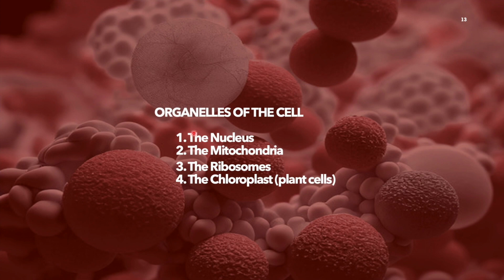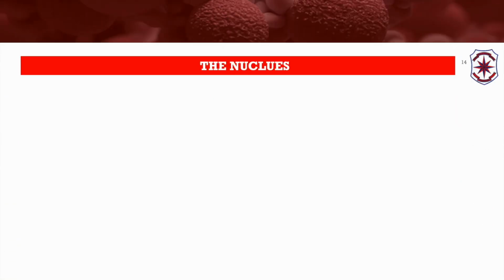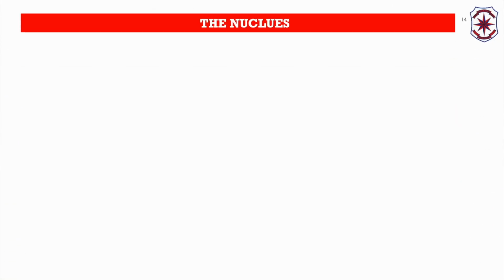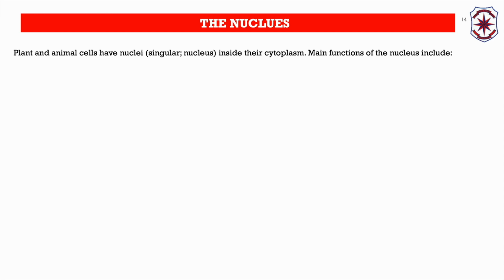Okay, the organelles of the cell that you need to know about briefly are the nucleus, the mitochondria, the ribosomes, and the chloroplast in plant cells. All other parts are not relevant for the grade 12 curriculum. All right, now a detailed study of the nucleus. Plant and animal cells have nuclei. The word nuclei is plural for nucleus. We have one nucleus, many nuclei.